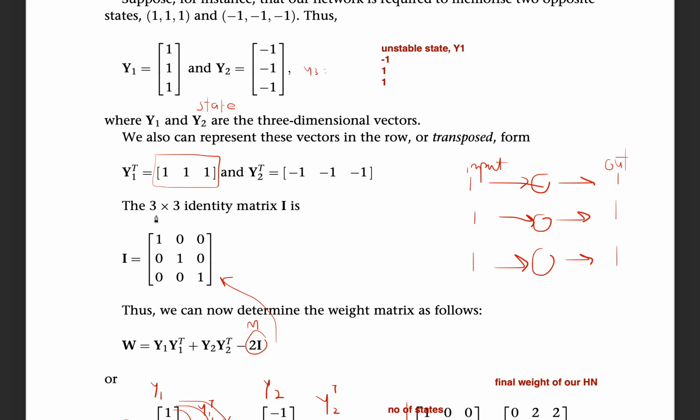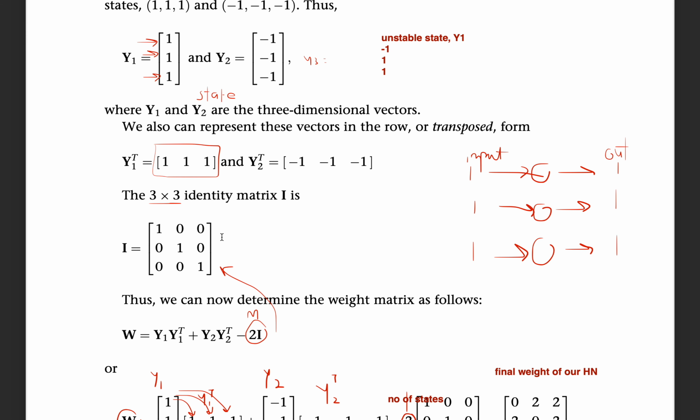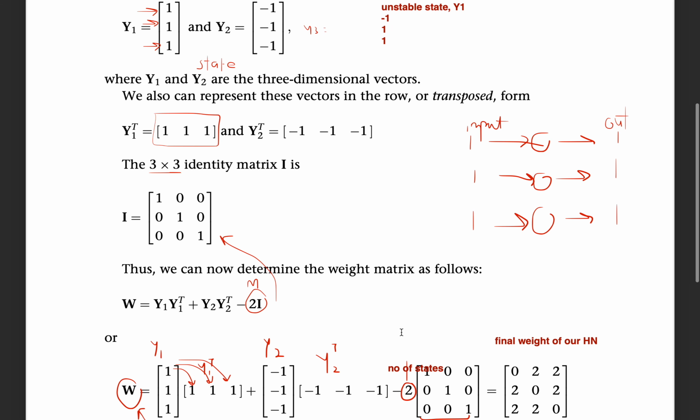How do we get the 3 by 3 identity matrix? The identity matrix represents the number of elements in the state. Here we have 3 elements, so that's why the identity matrix is 3 by 3. Okay, so let's look at this example in our book.